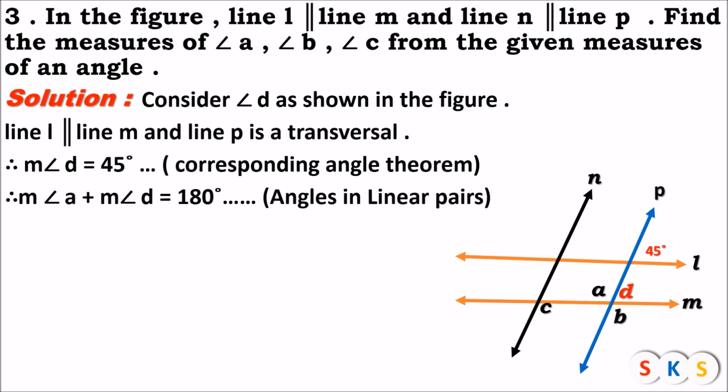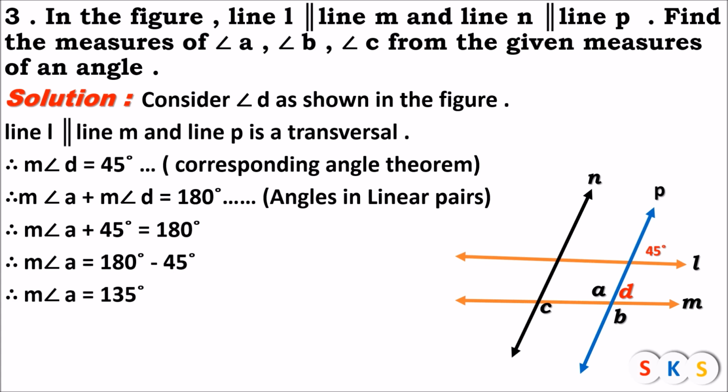Measure angle A plus measure angle D equals 180 degrees because they form a linear pair. Look at this figure. Can you find angle A and angle D? Yes, they form a linear pair. Therefore, the sum of these two angles is 180. Now we will replace angle D by 45 degrees. Therefore, measure angle A plus 45 degrees equals 180 degrees. Now we will shift plus 45 degrees to the right hand side of the equal sign. Therefore, measure angle A equals 180 degrees minus 45 degrees. Therefore, measure angle A equals 135 degrees.